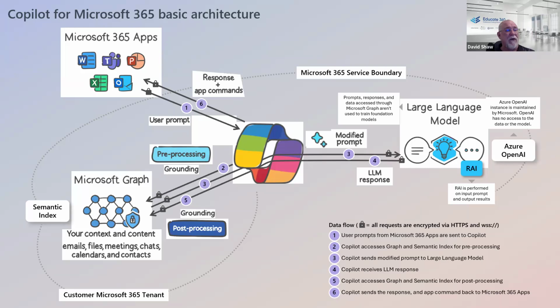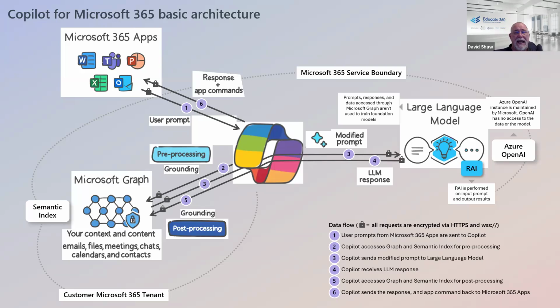You could almost think of this as a linear direction. We open up the application from a device, could be on your phone, could be on your tablet, and we put a prompt into Copilot through the application. Copilot then sends it on to Graph.